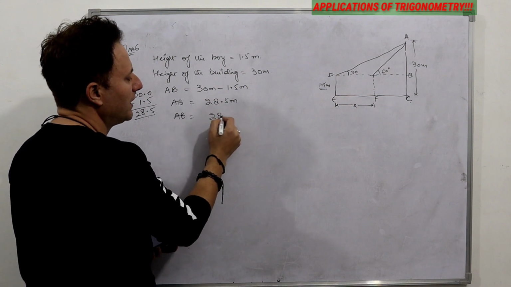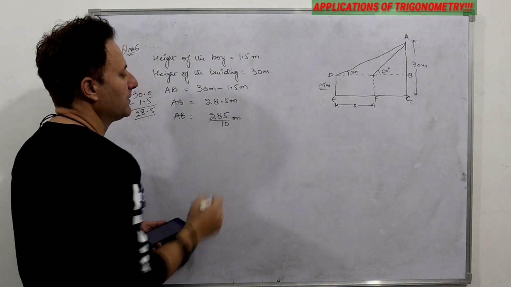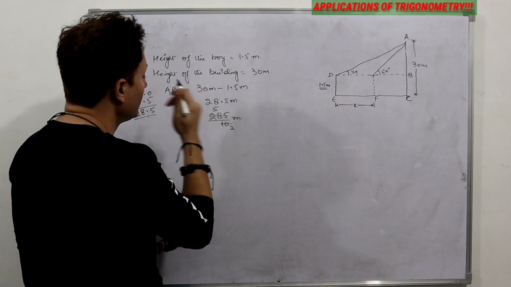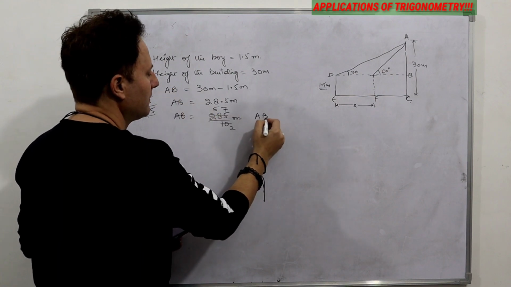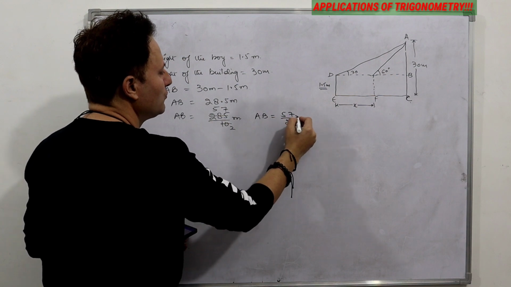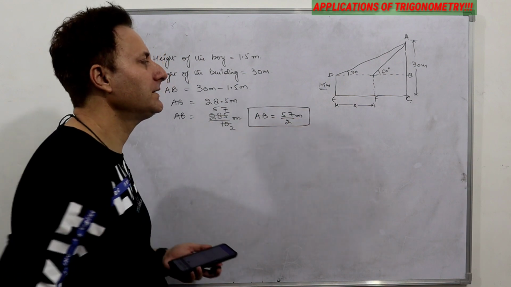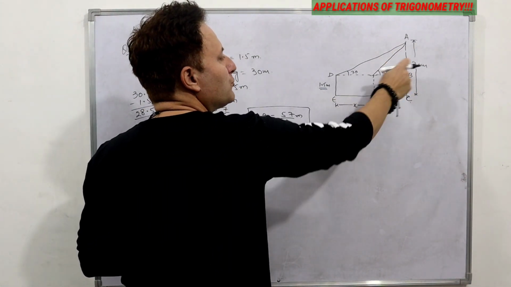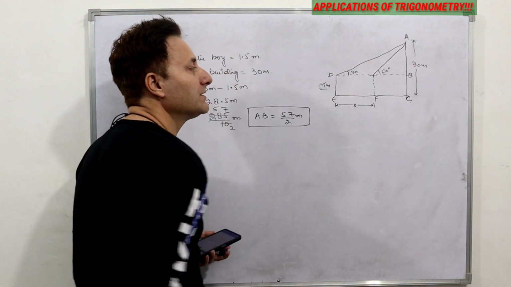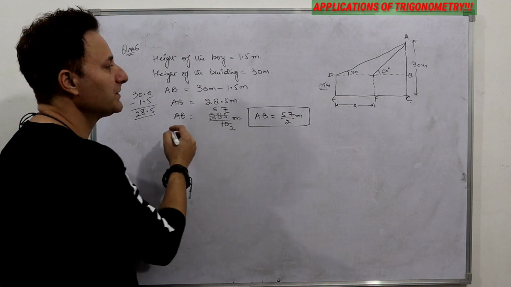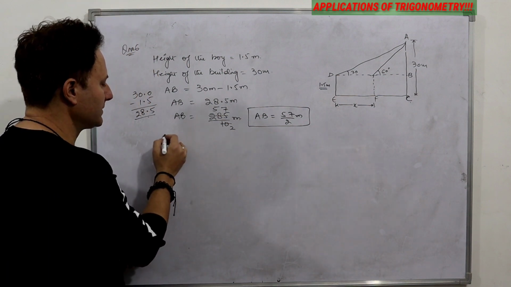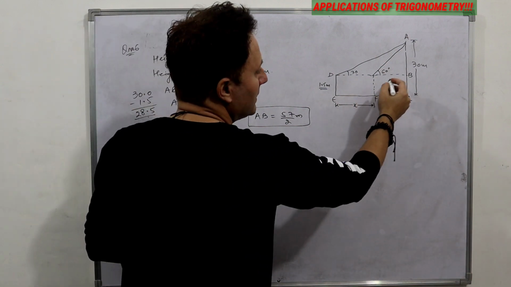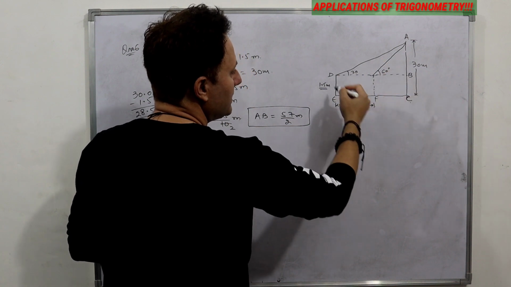Let's convert this. AB is equal to 285 upon 10 meter. Can we cancel it? Yes. 5 2s are 10, 5 5s are 25, 5 7s are 35. So AB is 57 upon 2 meter. Clear, guys? So now we have AB, this thing. Now we have two triangles and this AB is included in both the triangles. So we will take these triangles one by one. Let's take the first triangle. Let's give names here, A, B, C, D, E, F, G.